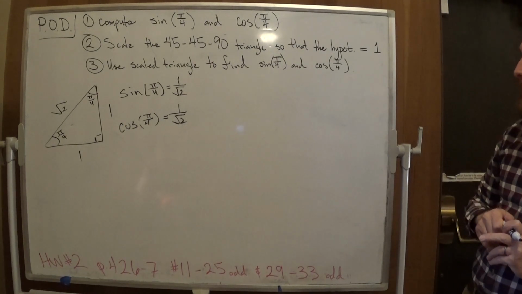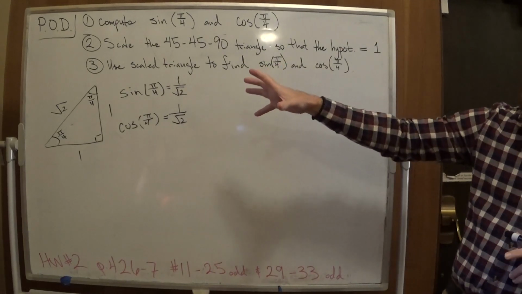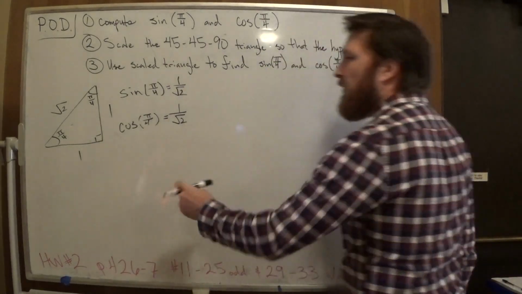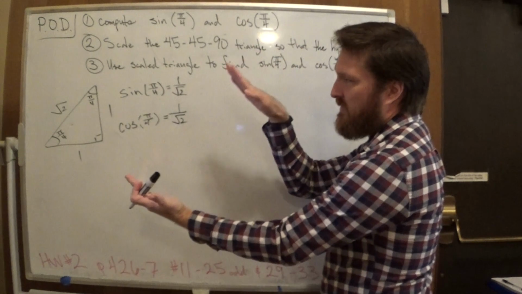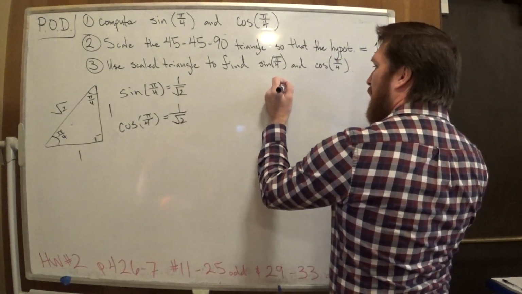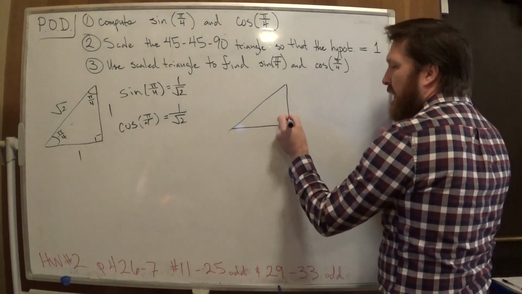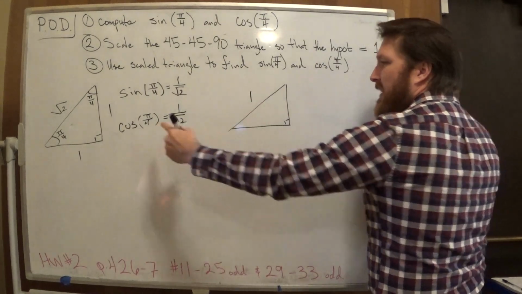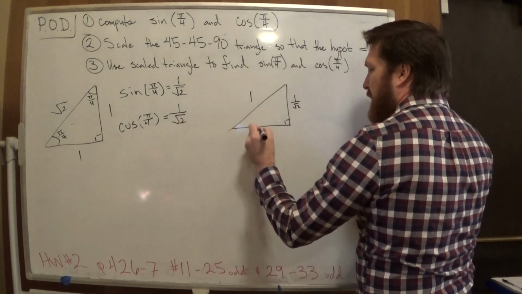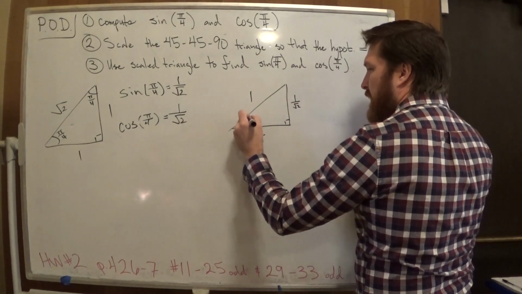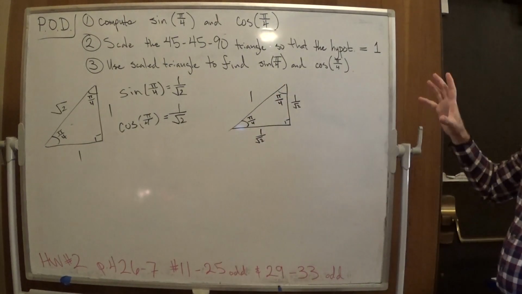Now, let's scale the 45, 45, 90 triangle so that the hypotenuse equals 1. Right now, the hypotenuse is equal to root 2. So what do I need to multiply or divide by to scale it down so that it's 1? 1 over root 2. When I do that, this side equals 1, and then that divided by root 2 is 1 over root 2. This guy divided by root 2 is also 1 over root 2. Okay, that's all I asked for in part 2. We've shrunk it.